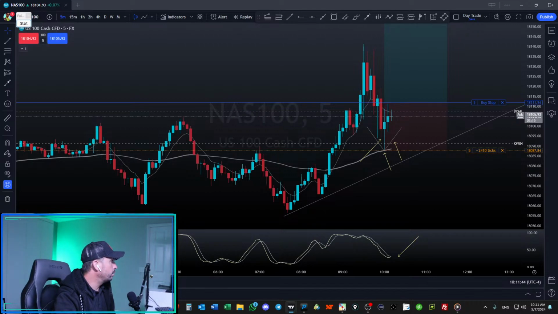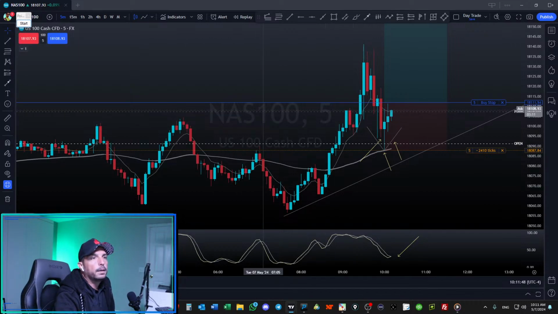Giving me a good entry on the mini index as well in Brazil. But I didn't enter it, but it's kind of starting to give the same kind of setup.